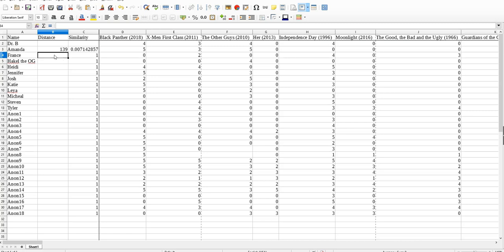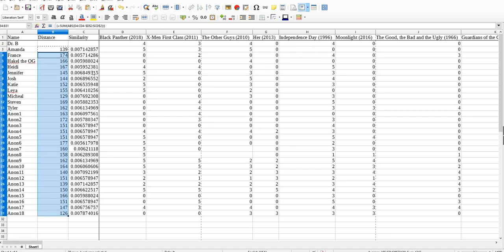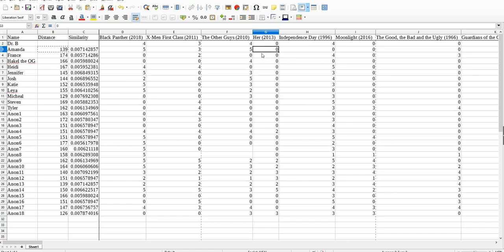So if we consider all the votes, Amanda is 139 points off from me. If I pull this formula down for the rest of the people, then we see some people are more different from my ratings, some people are closer, but these are the counts of the difference in the votes. The trickiest part here is that these zeros are encoding that we haven't seen or rated the movie. And so we don't want to consider this Independence Day difference a difference of 4 because Amanda hasn't seen it, so we don't actually know how different our opinions are there.